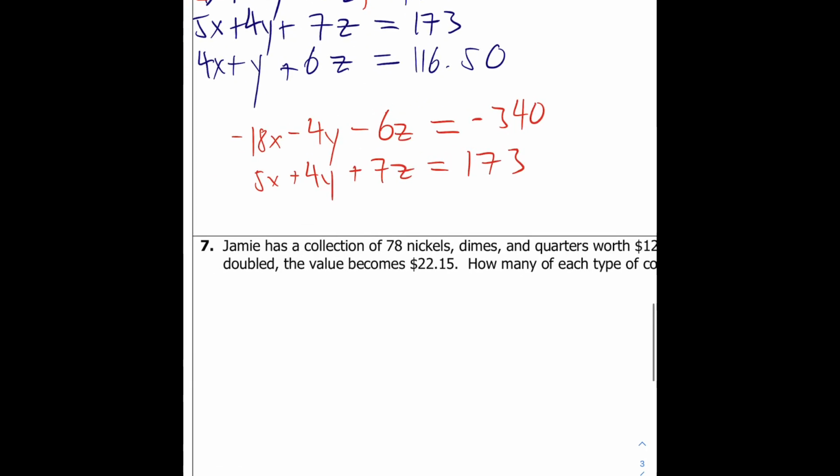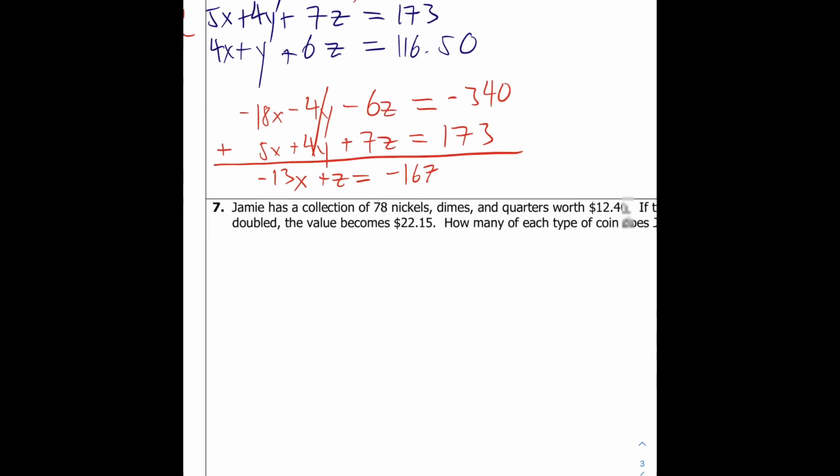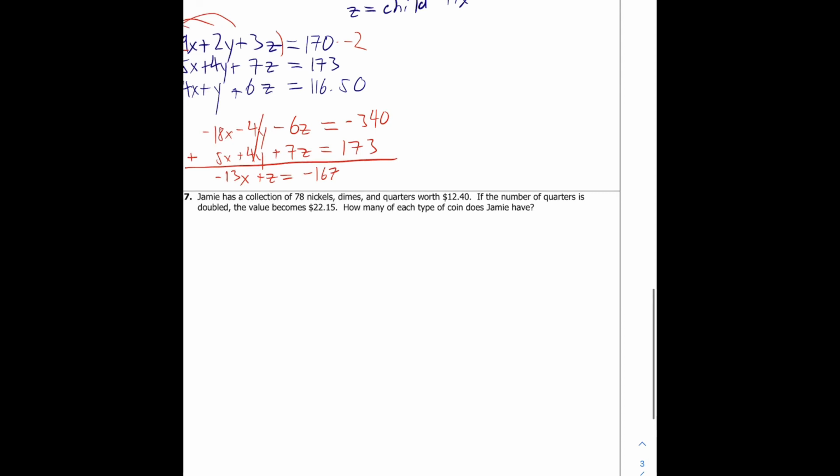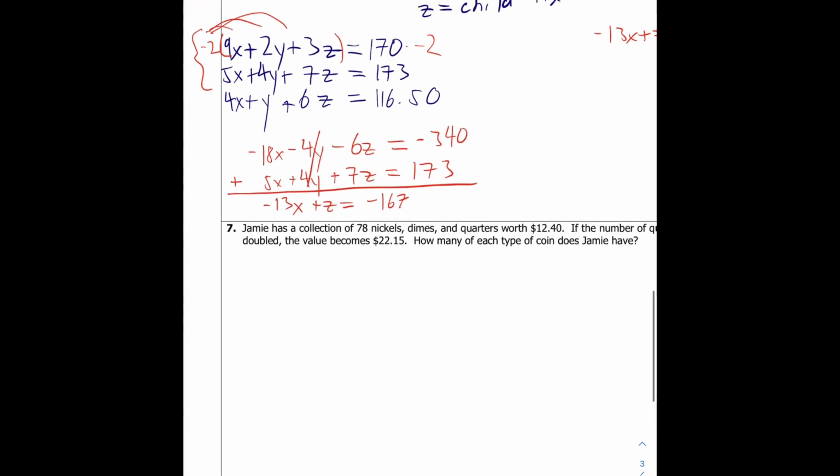I'm going to add these together. I get -13x, the y terms cancel, plus z equals -340 plus 173, which is -167. So we got -13x plus z equals -167.